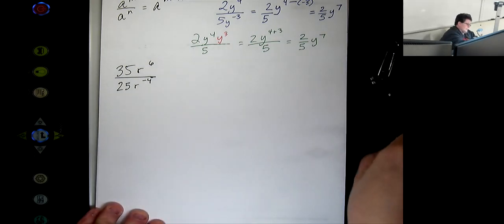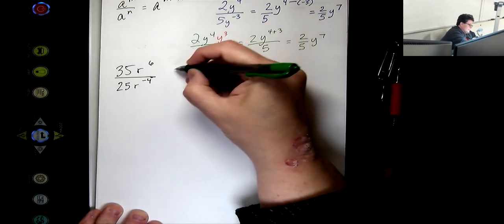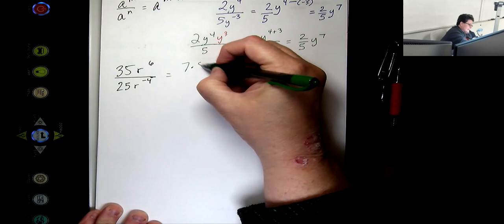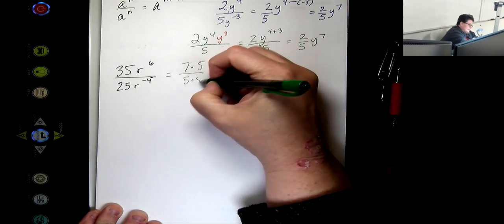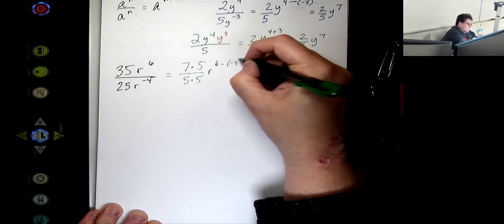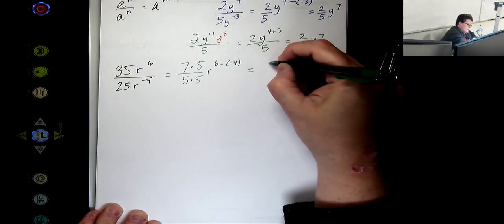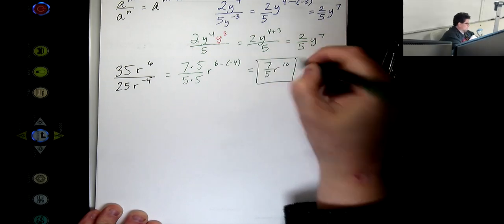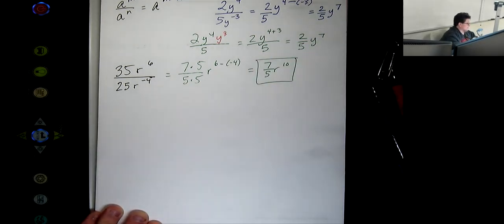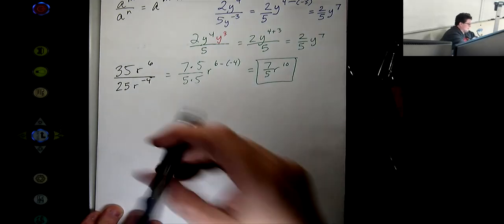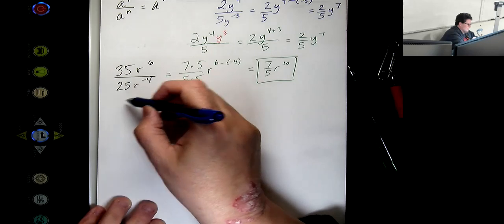Hopefully, depending on how you did it, you should have definitely factored and gotten the 5s to cancel. And I'll do the subtraction one. You're going to end up with 7/5 r to the 10th power. Let's take a look at cleaning this one up.